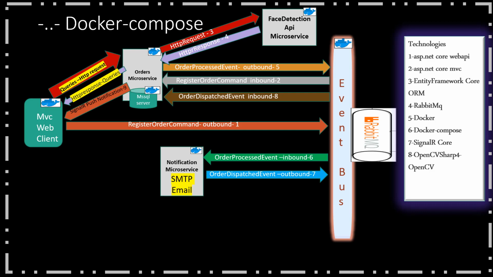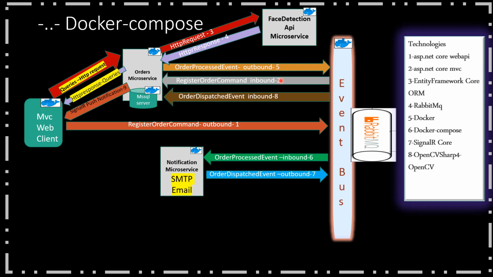The register order command is picked up by the orders microservice, as indicated by the arrow number 2. So the message comes to the message bus and it's picked up by the orders microservice, as indicated by the arrow direction here. We also designate messages inbound or outbound depending on their directions. If the component is on the receiving end, it's an inbound message. If the message is emitted by a component, it's an outbound message for this component, as expected.